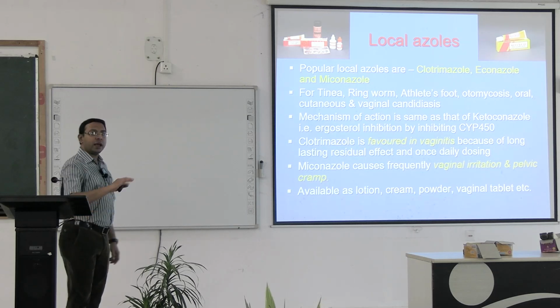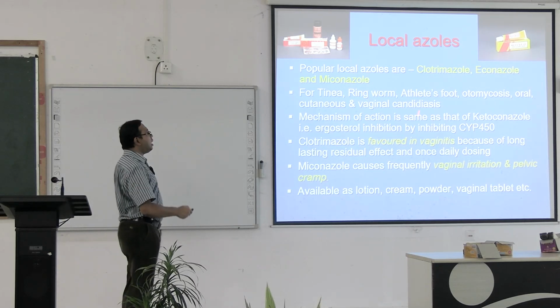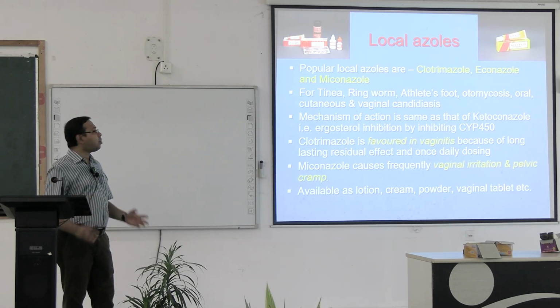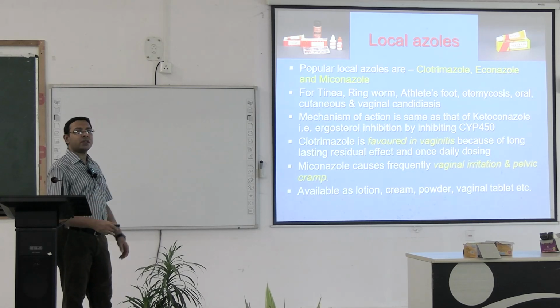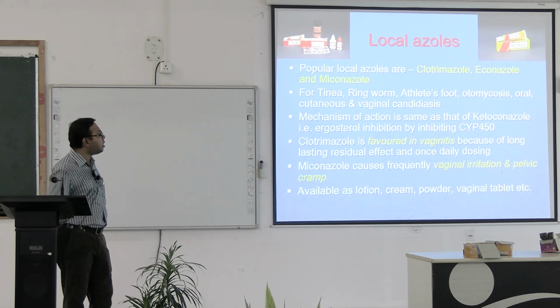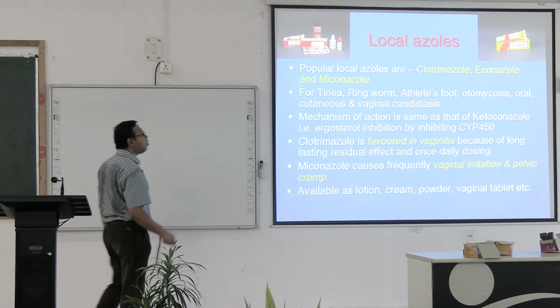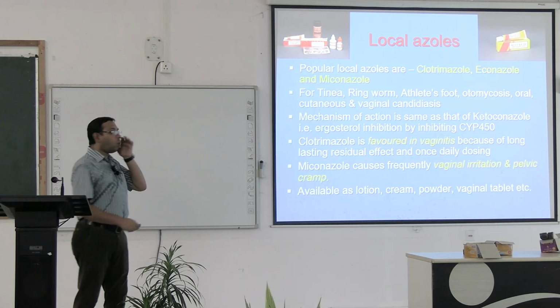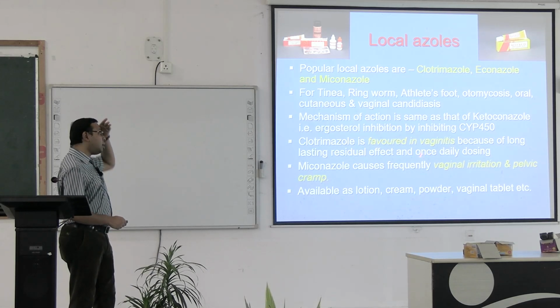Local azoles means they can be given just locally, topically. Clotrimazole, econazole and miconazole are mainly used in different types of local infections. For example, tinea infections, different fungal infections in the skin, ringworm infection, athlete's foot, otomycosis, that is fungal infection within the ear, oral, cutaneous and vaginal candidiasis.